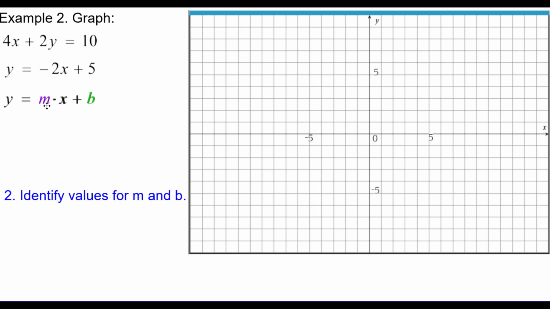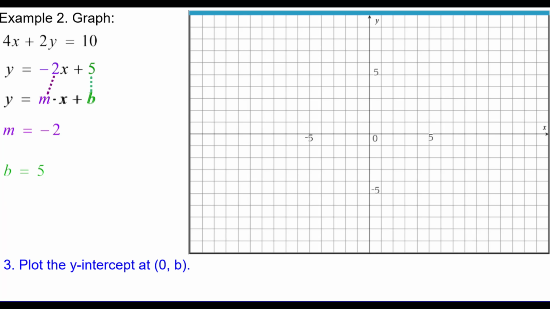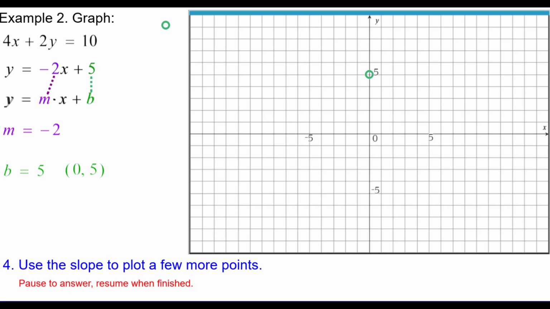Again, writing that y equals m times x plus b right below it, I can easily pick out that m is -2, b is positive 5. So we can plot the y-intercept. Go ahead and do that. Pause to answer. Resume when you're finished. So 0, 5, I'll plot that point. And I'm going to use the slope to plot a few more points. So pause to do that. Resume when you're finished.